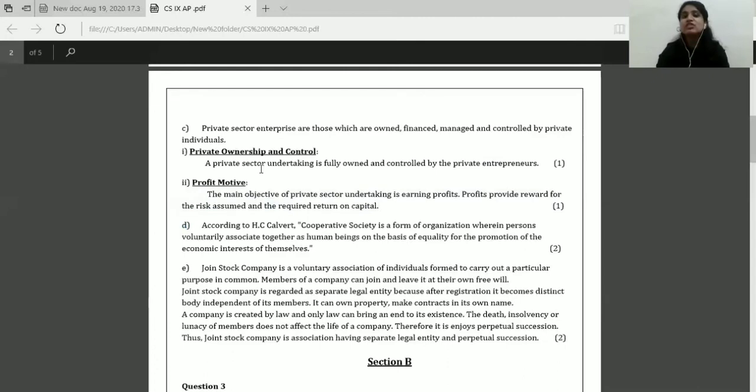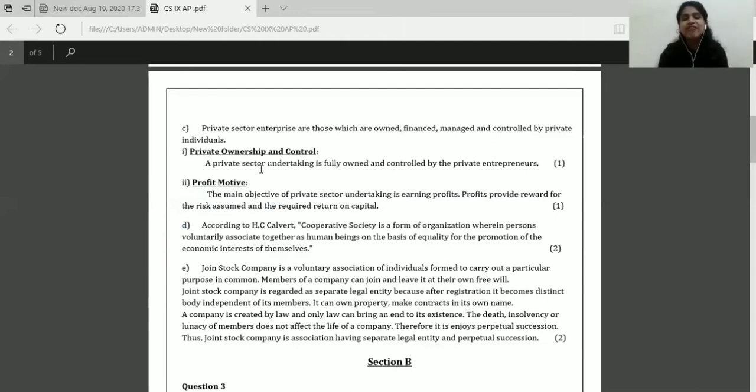So since it is asked for 2 marks, you're expected to write 2 features. Each feature carries 1 mark weightage. So if you've written only 1 feature, you gain 1 mark, but if you have written 2 features, then you gain the full 2 marks.